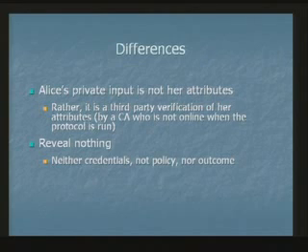What makes this different from a lot of the work in trust negotiation and hidden credentials is that the goal is to reveal nothing. You're not supposed to reveal Alice's credentials, you're not supposed to reveal the policy, and you're not even supposed to reveal the outcome to Bob. So there's a high degree of privacy requirements.